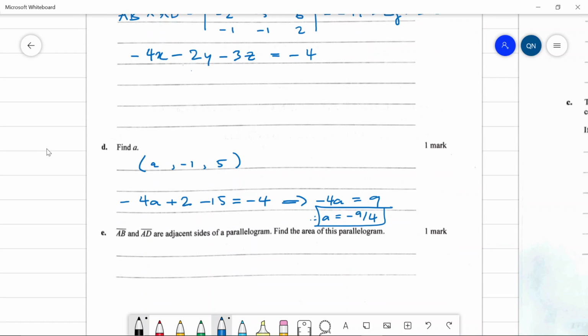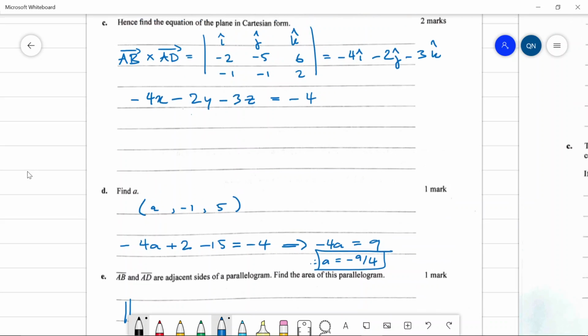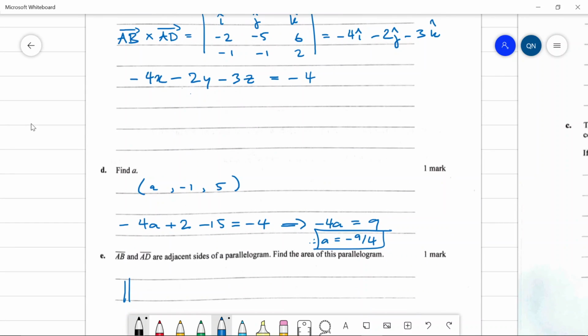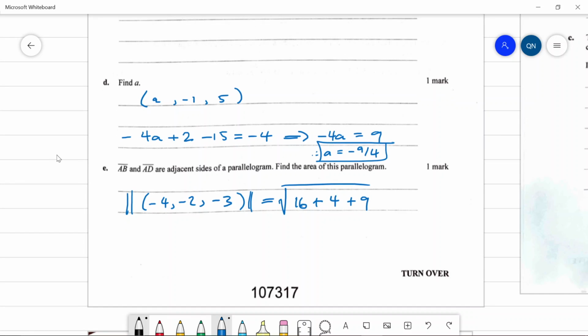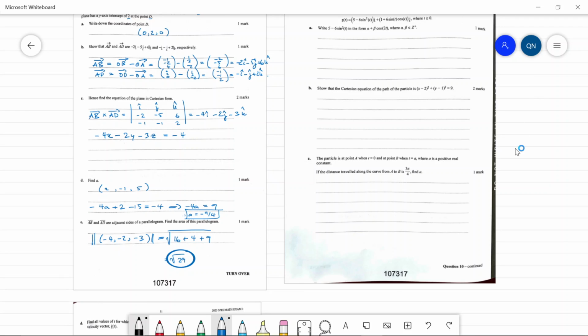So we're just going to do the norm of negative 4, negative 2, negative 3. There's a lot of numbers which I don't like. So that's just going to be the square root of 16, plus 4, plus 9. That's just going to be square root of 29, I think. Square root of 29. Hopefully that's right. Yeah, that's all for that question.